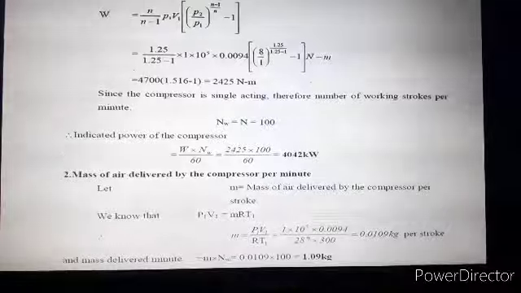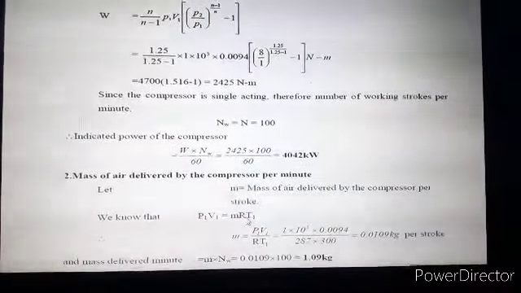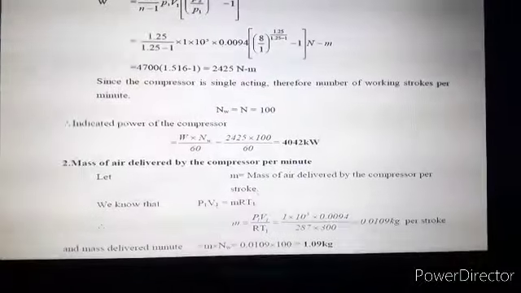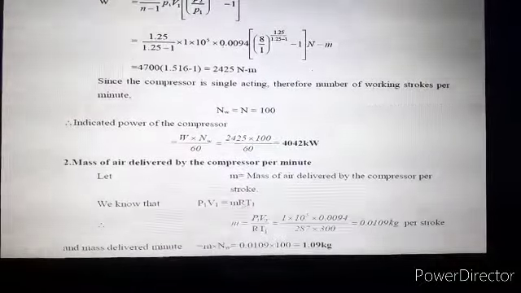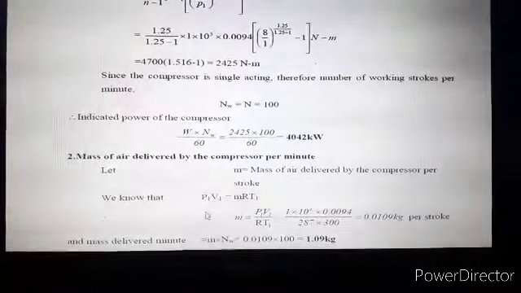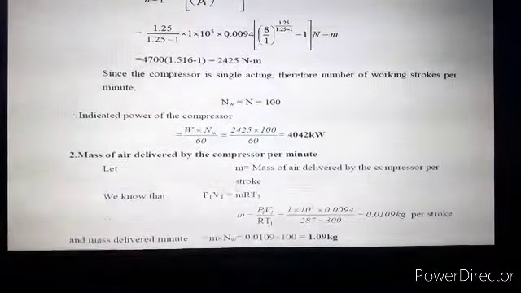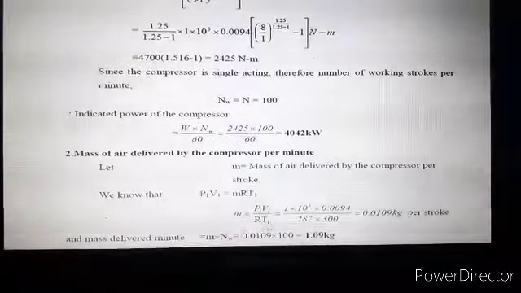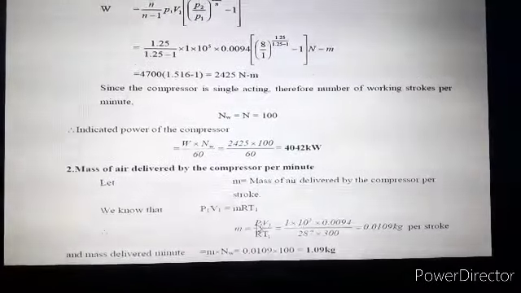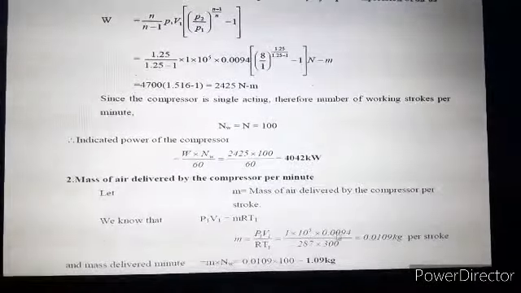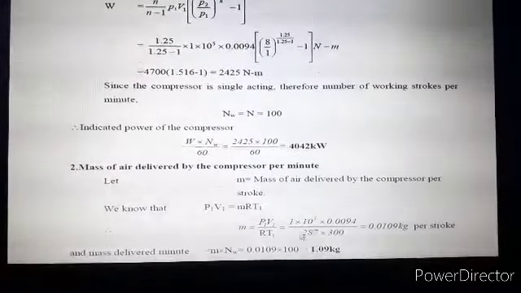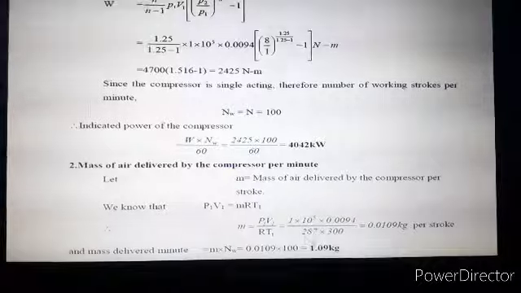Then we have to find mass of air delivered. Again, to find mass of air delivered, we have to use the basic general gas equation, that is P1 V1 is equal to mRT1. So from this expression, when we rearrange, then mass m is equal to P1 V1 upon RT1. Substitute the value of P1, it is 1 into 10 raised to 5. V1 is, we have calculated here, it is 0.0094. Then characteristic gas constant, it is 287 joule per kg per Kelvin.